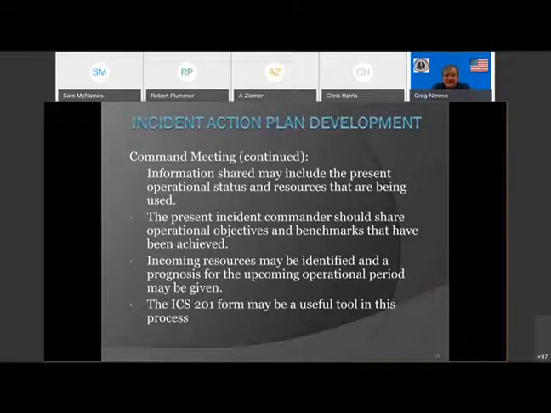Incoming resources may be identified, and you have to, again, look at what they are going to be doing. This is where that 201 comes in. Here's the resources I've got on the scene. Here's what I'm doing with those resources. I'm looking at the 201. They are effective or they're ineffective, and what do we need to really take a look at? So with those resources, we kind of have to do an analysis and say, are they really doing for us what we need them to do?